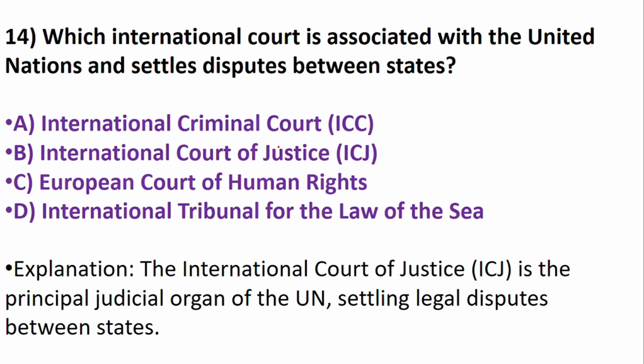Which international court is associated with the United Nations and settles disputes between states? What is this court's name? So it is the International Court of Justice, ICJ. The International Court of Justice is the principal judicial organ. It is the judicial organ of the United Nations, settling legal disputes between states.